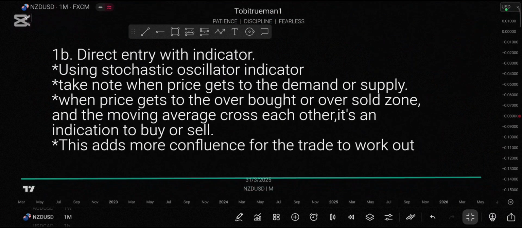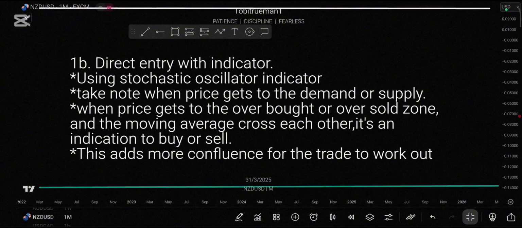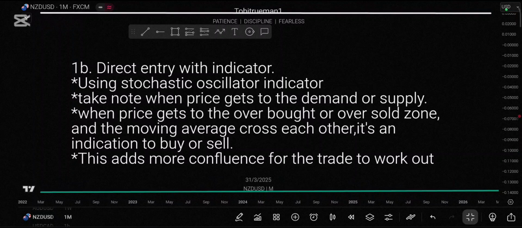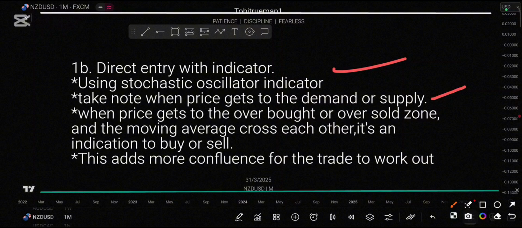All right, so let's look at the 1B of it, which is direct entry with indicator. The type of indicator we're going to use is the stochastic oscillator. Then we have to take note when price gets to the demand or supply zone. That's on the chart first of all. Even if we have applied this stochastic oscillator, we first have to look at the chart, the candlesticks, and see that yes, the demand zone or supply zone is fresh and price has gotten there.